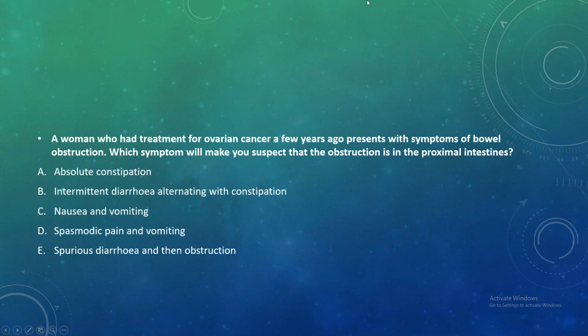So these are the questions. Please type your answers in the chat box. A woman who had treatment for ovarian cancer a few years ago presents with symptoms of bowel obstruction. Which symptom will make you suspect that the bowel obstruction is in the proximal intestines? Yes, very good. So the answer is C, nausea and vomiting. Nausea and vomiting is for proximal, pain and distension for the distal, and absolute constipation is a total obstruction. So the answer is C here.